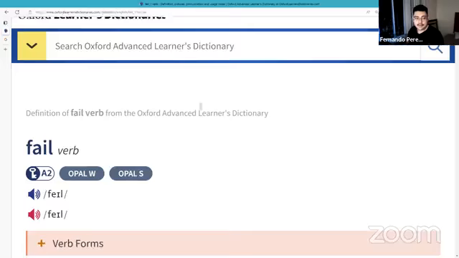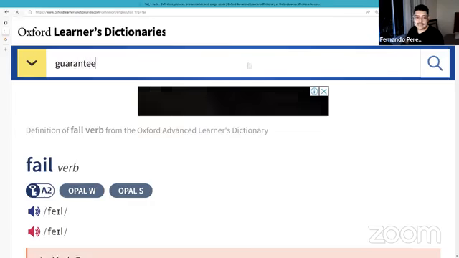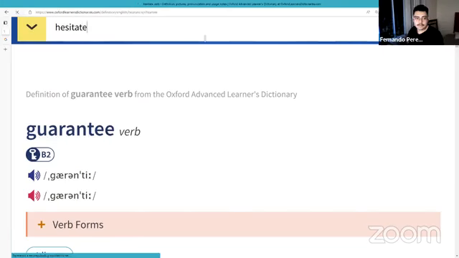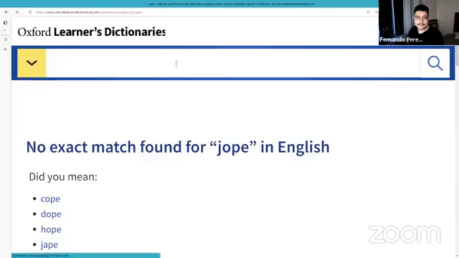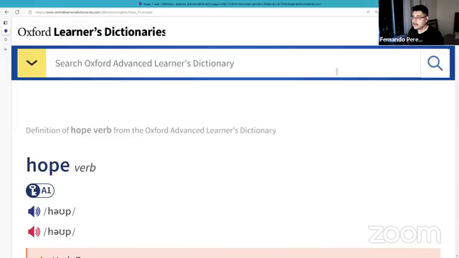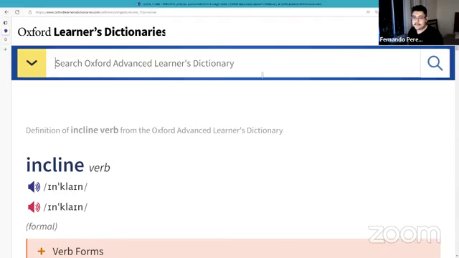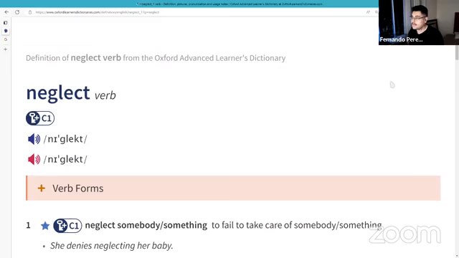Fail. A2. Easy. Get is easy. Grow up is easy. Guarantee. B2. Hesitate. We have a lot of vocabulary to see, eh? Hope. No, hope with H. Easy. Hurry, easy. Incline. This one's advanced. Eliminate. Manage. Easy. Neglect. Oh, difficult. Eliminate.